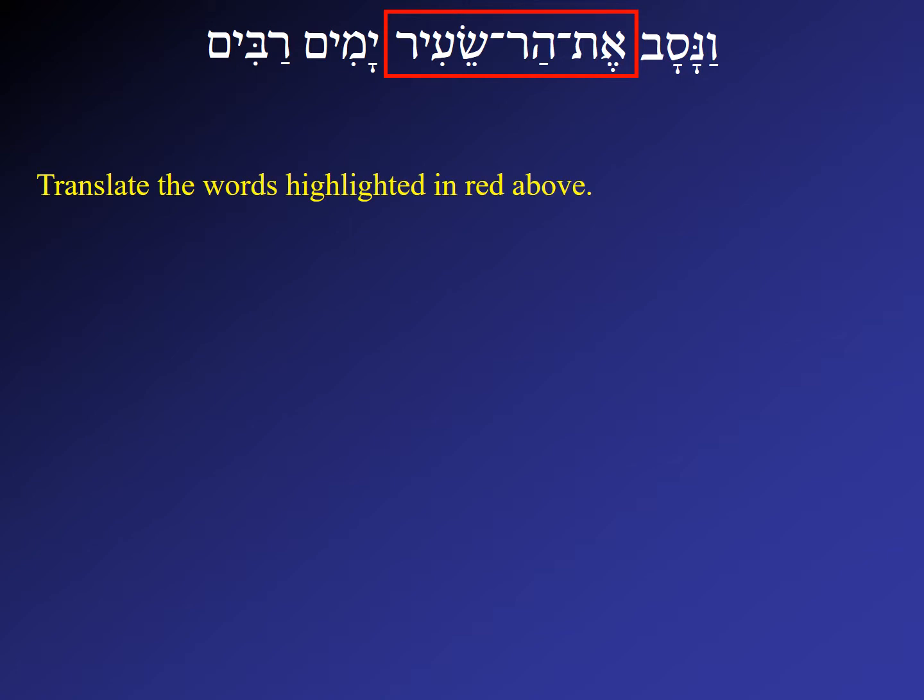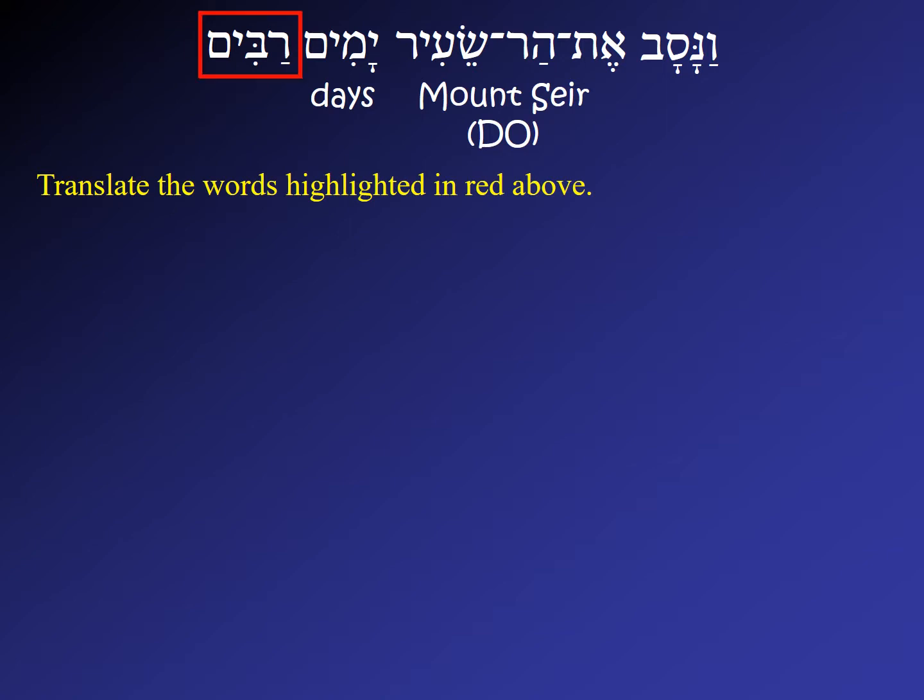Here we have a construct chain, et har se'ir, which means Mount Seir, and it's the direct object of the sentence, as the et indicates. Yamim, simply days. Don't confuse yamim with a qamets with yammim with a patach and a doubled mem, which means seas. So this is days, and then rabim means many. So something, Mount Seir, many days.